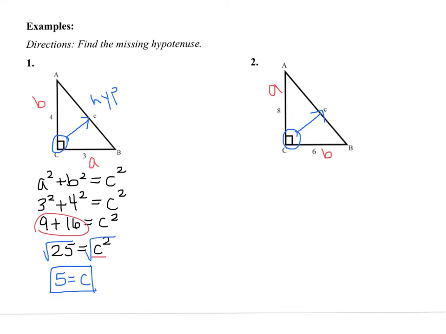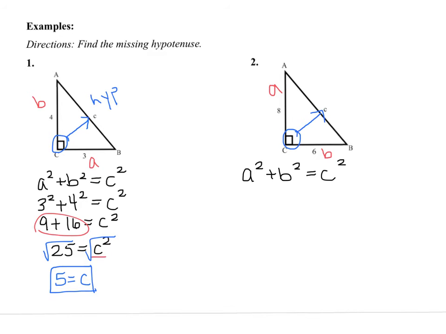The point I'm trying to make is it doesn't matter how you label your legs. A and B can be traded off. They can be switched. All right, so let's find out what C equals. First step, write your formula. A squared plus B squared is C squared.